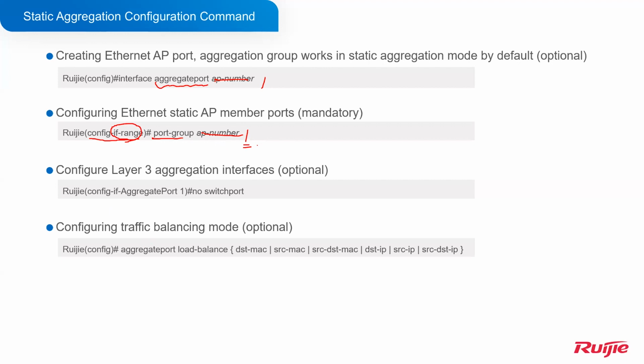And then configure the layer 3 aggregation interface. Because by default, the aggregate port is a layer 2 interface. By using the command no switchport, we can change it to a layer 3 port. And then configure the traffic balancing mode. Aggregate port load balance, you can choose the method you like. DST MAC is destination MAC, and source MAC, or source and destination MAC for MACs, destination IP, source IP, or source and destination IP, right? It depends on the scenario where you use the link aggregation.